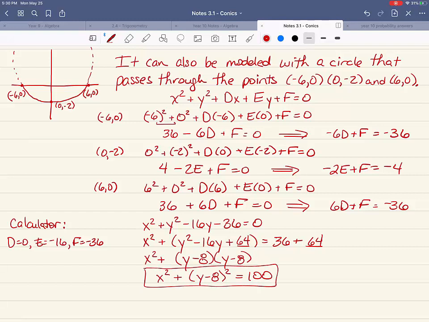Now, as far as domain restrictions go, are they the same as before? And the answer is yes. So we can put -6 is less than or equal to x is less than or equal to 6. -2 is less than or equal to y is less than or equal to 0. And there's my domain restriction for the circle.